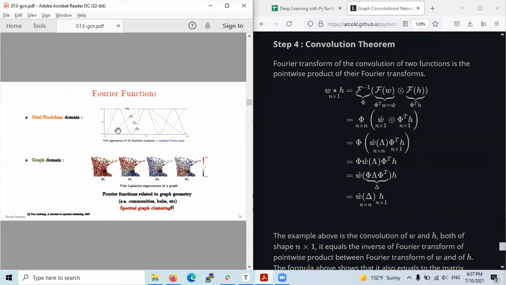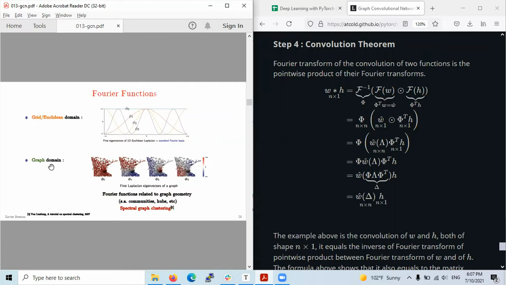If you notice here, we have phi 0, which is a DC signal or a constant value, and then phi 1, which is of wavelength pi, and then phi 2, which is of wavelength pi by 2. So you are increasing the frequencies, and each eigenvalue corresponds to a different frequency in the frequency domain.